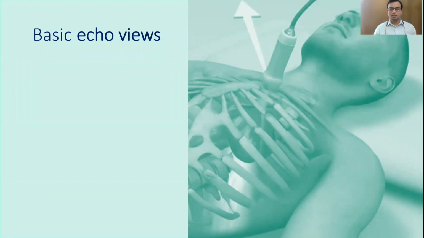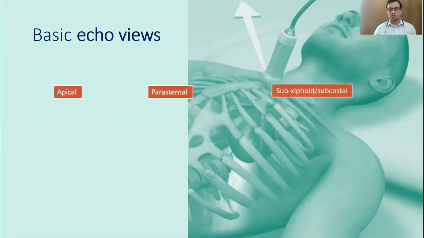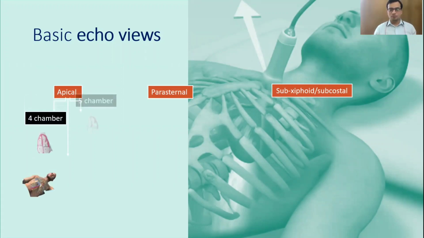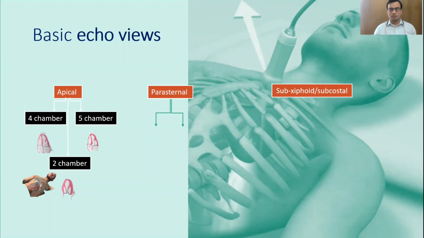These windows are apical, parasternal, and subxiphoid or subcostal windows. Through the apical window, the three most commonly obtained echo views are the four-chamber view, five-chamber view, and two-chamber view. Through the parasternal window, the two most commonly obtained echo views are the long axis and short axis views.